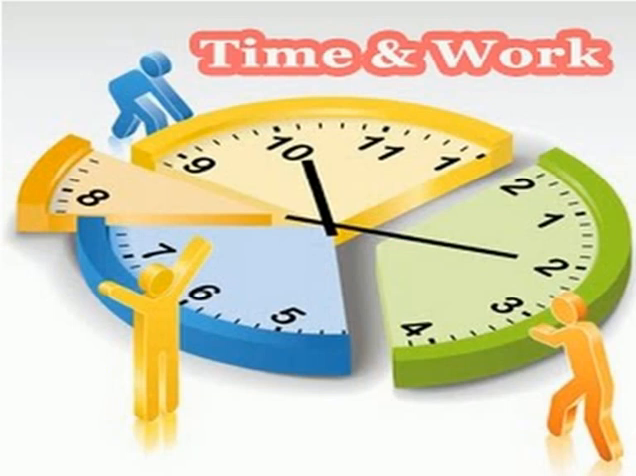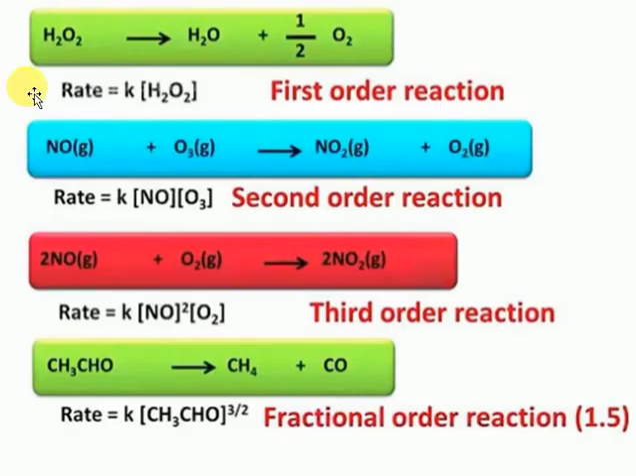So what is the order? It is the sum of the powers of the concentration terms. Suppose I take one equation, the decomposition of hydrogen peroxide. The rate of the reaction depends only on the hydrogen peroxide concentration, so this is called a first order reaction.